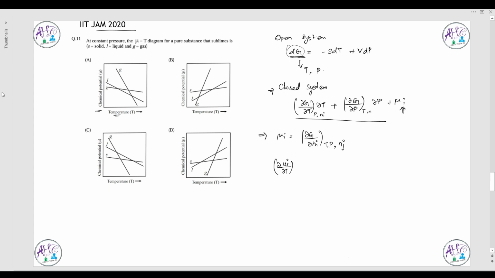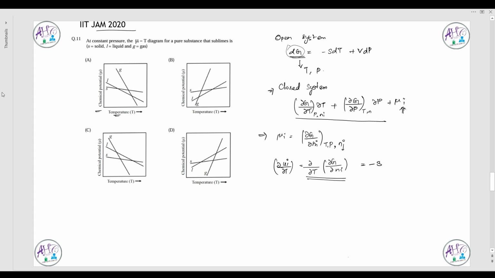This will be equal to... now we are literally introducing a term ∂/∂T of ∂G/∂n_i. Now what we are doing is differentiating with respect to temperature, so all these other terms will be constant. If you do this, this is nothing but your entropy. But what will it result in? This will result in your negative entropy.